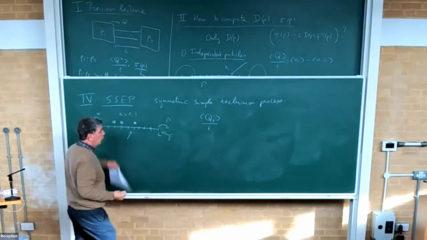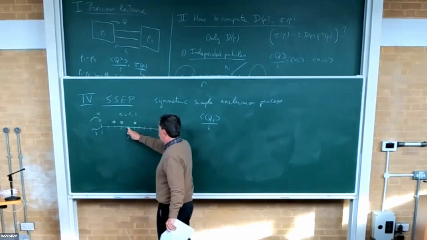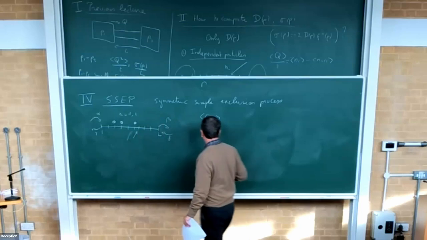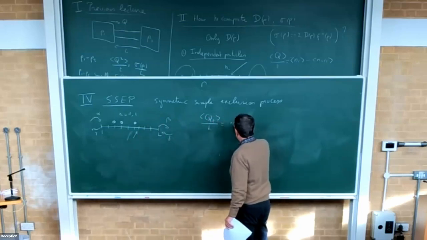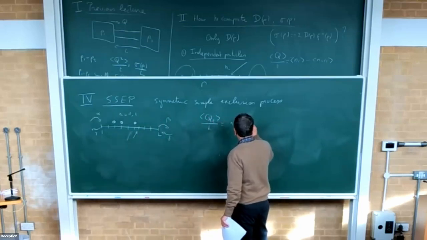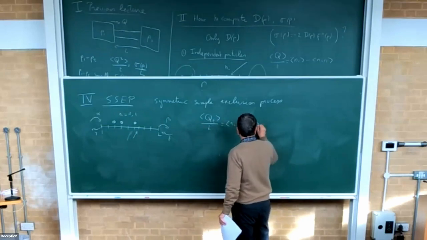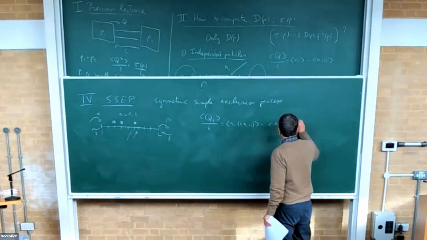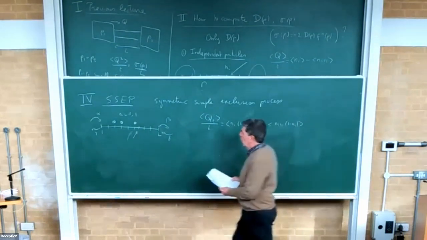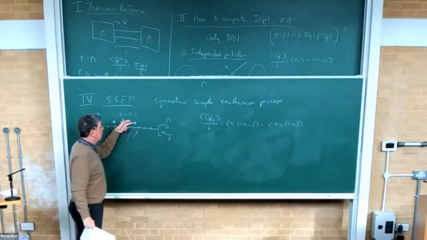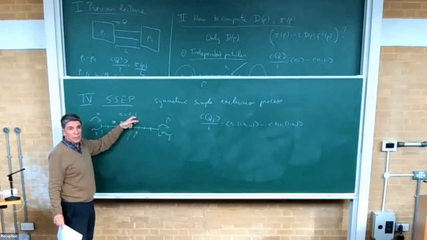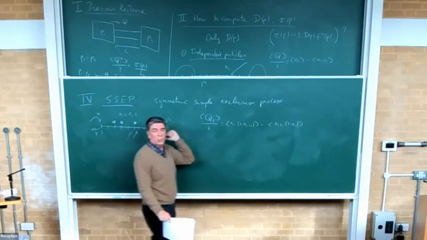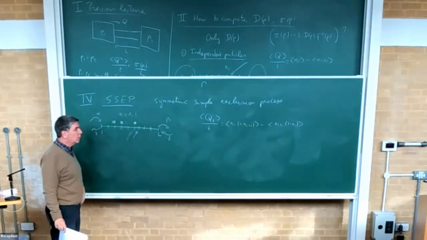And it will be, okay, how is it possible that there is a jump between site i and site i plus 1? It will be n_i (1 minus n_{i+1}) minus n_{i+1} (1 minus n_i). Because for the jump to occur, they need the particle and they need the next site to be empty. And the same if you want the current in the other direction.